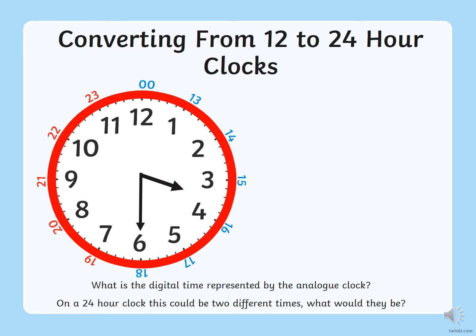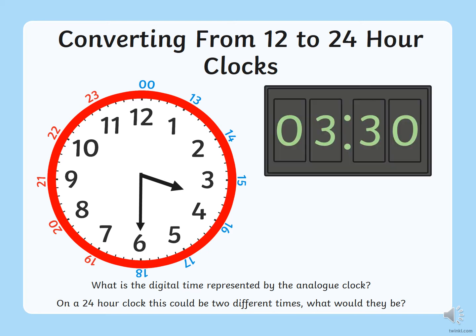So have a look at this time. What time can you see on the analog clock? That's right, that's 3:30. If we put that into digital time, we have 3 there in our hours, and we have 30 in our minutes. So that would be on a 12-hour display. If it was a 12-hour display, we'd also need to have our AM or PM after it to let us know whether it was morning or afternoon. If we change that then to a 24-hour clock, what would that be?